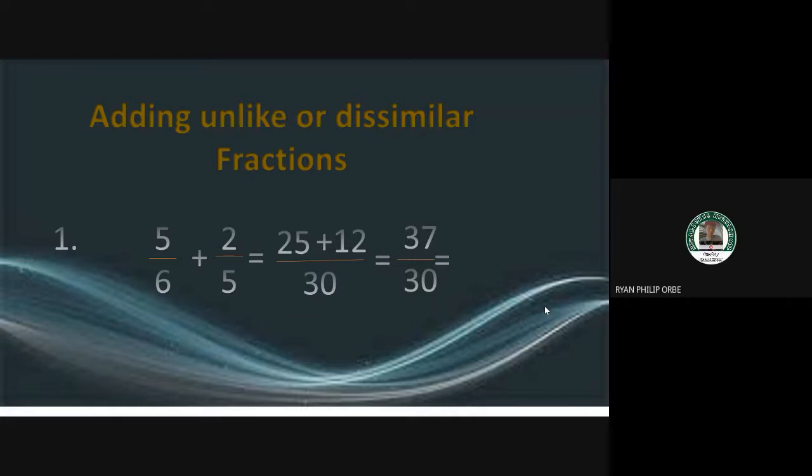Opo. So, sa mix lang siguro, no? And that is 1. How many 30 do we have in 37? That is 1. And the remainder is 7. So, 1 and 7 over 30.